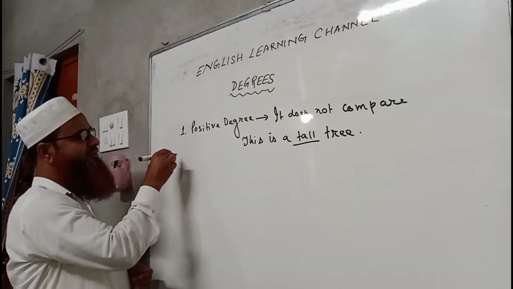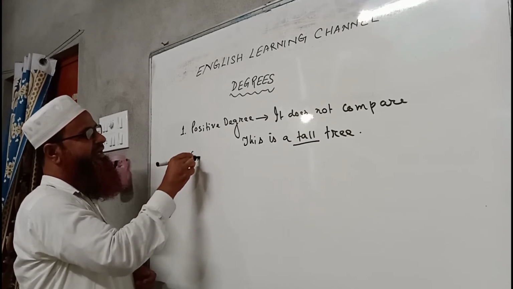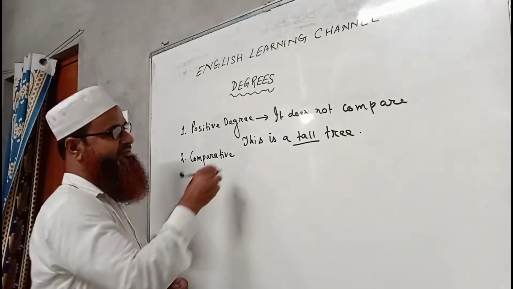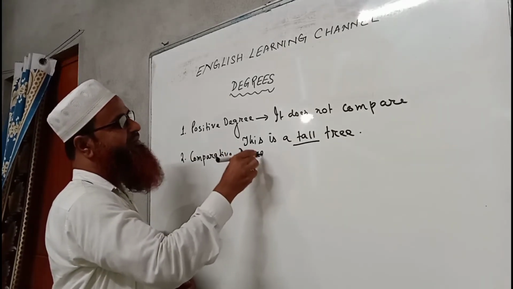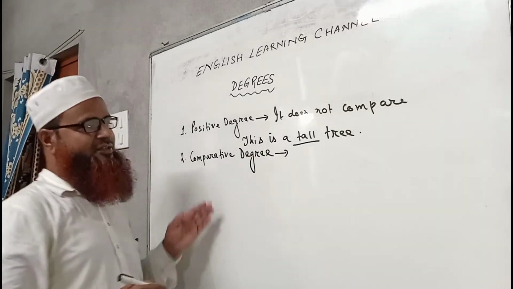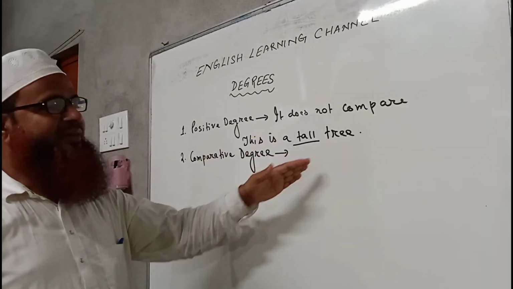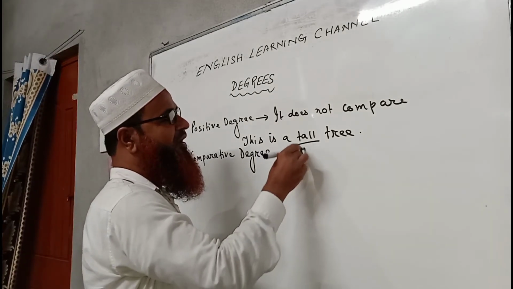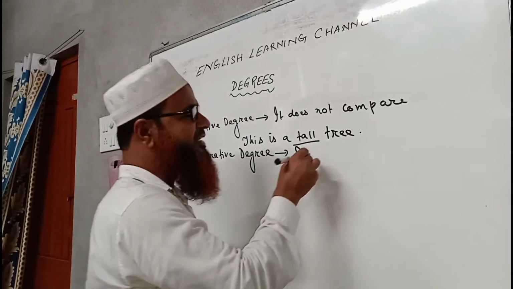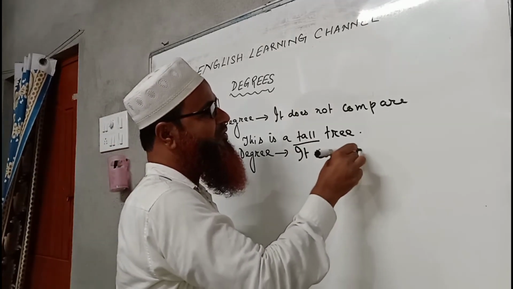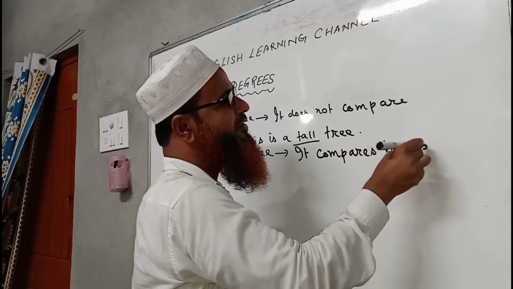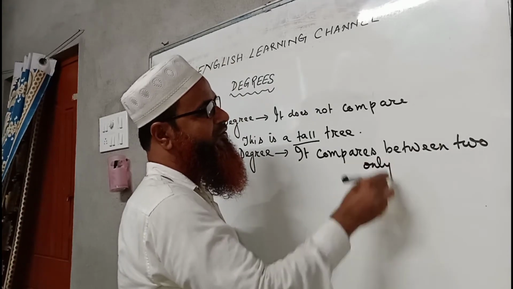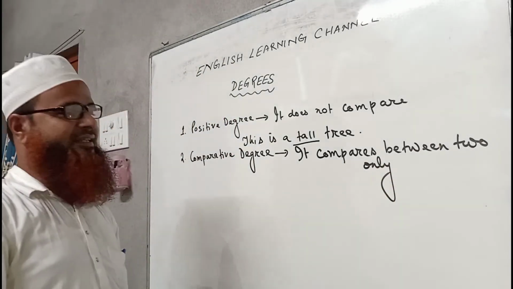Again, number two, it is comparative degree. The name itself tells that it compares. That is why it is called comparative degree, and that is why we have to write it compares between two only. Two persons, two things, two qualities, all like this. It compares between two only, that means two persons, two qualities, two objects, etc.